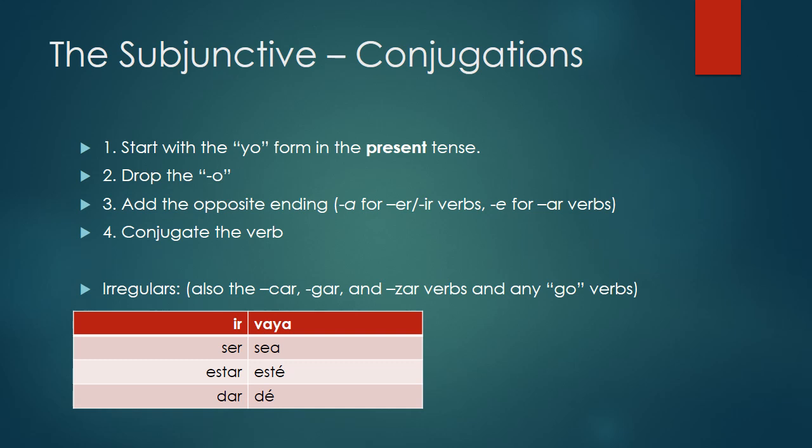In other words, if it's tú, you add an s. If it's nosotros, you add a mos. If it's ustedes, you add an n, etc.